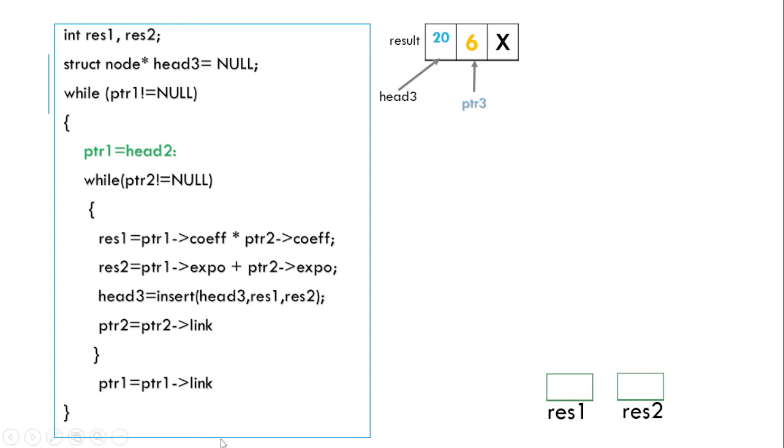Then ptr2 is equal to link of ptr2. This statement is used to shift ptr2 to the next node of the second linked list. So using the inner while loop, we will traverse through all the nodes of the second linked list. After that, we have to shift the pointer ptr1 to the next node of the first linked list. That is ptr1 is equal to link of ptr1. After all these steps, we will get the multiplication result in the resultant polynomial, which is pointed to by head 3.